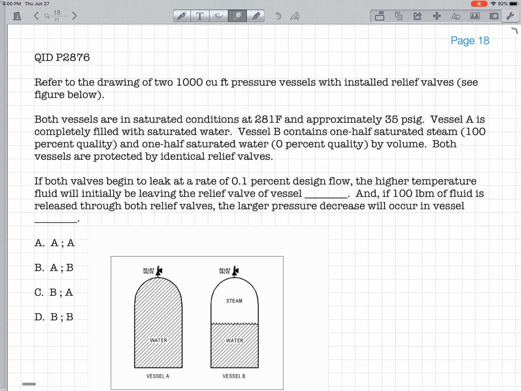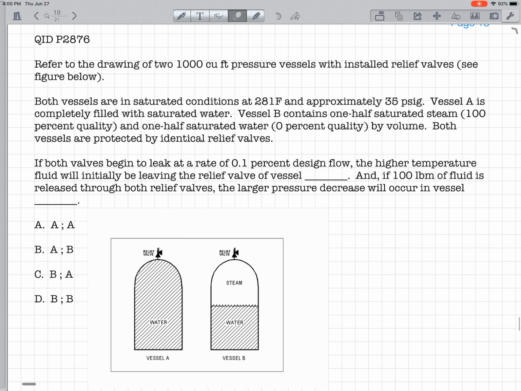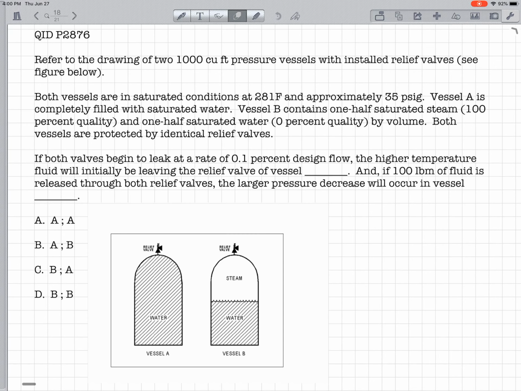Hey, welcome back. We'll go over another problem. This was a very difficult one. This is P2876. And first thing we do when we solve problems, right? We go to numbers.